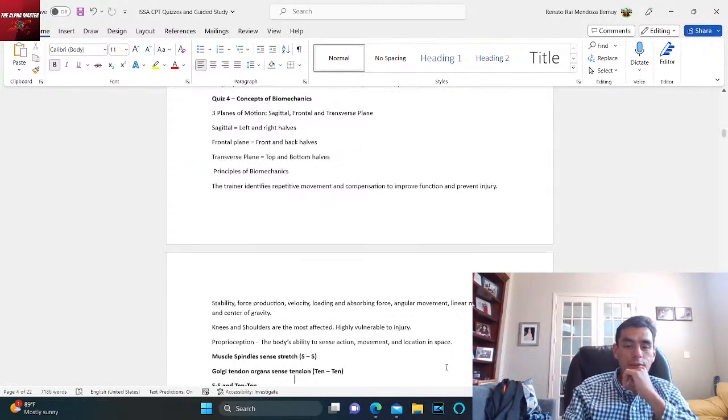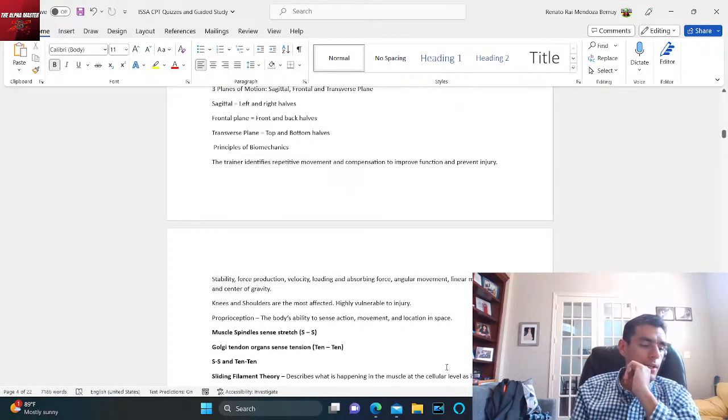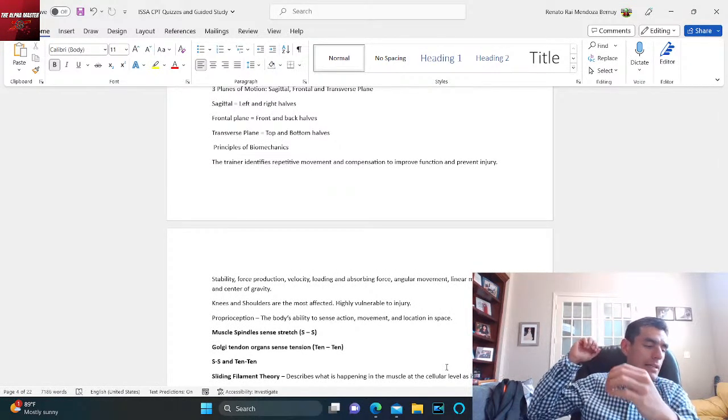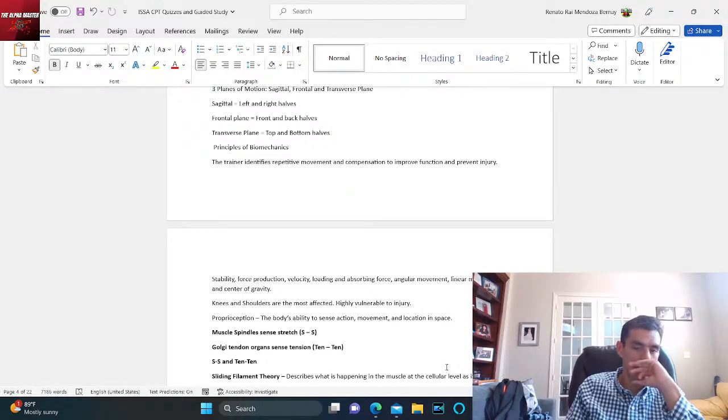You have eight stages of a serve: preparation, release, loading, cocking, acceleration, contact, deceleration, and finish.